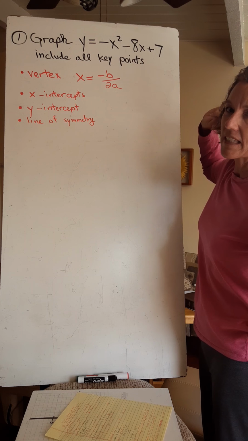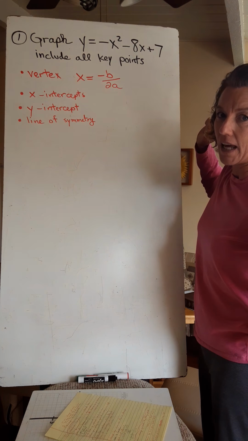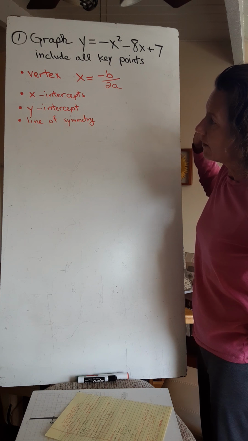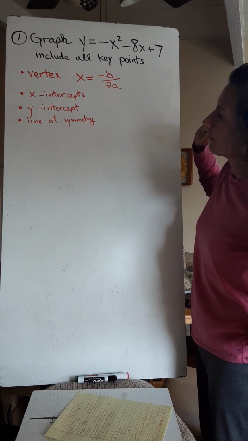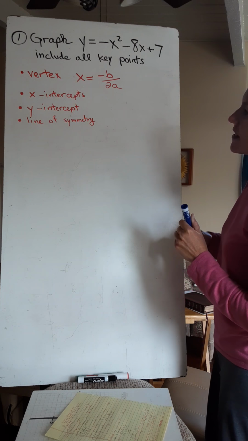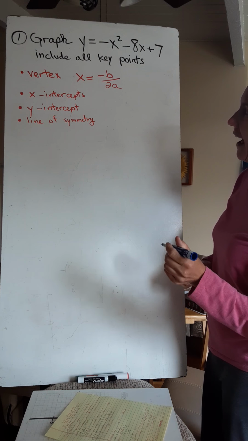Our vertex is a key point. X-intercepts are key points. You might have none, you might have one, or you might have two. Your y-intercept, you'll always have one, and your line of symmetry is what splits your parabola in half.